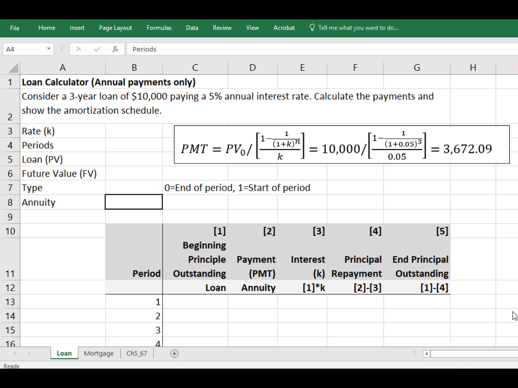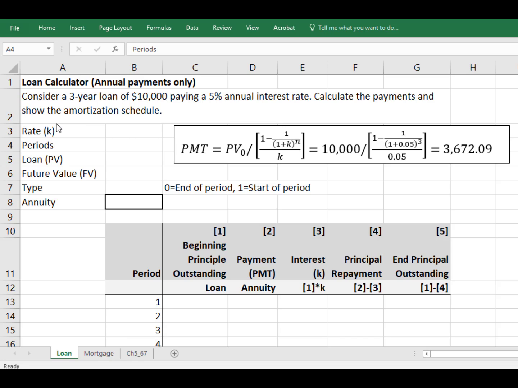We're now going to look at how to use Excel to find the payments on a loan as well as to build an amortization schedule, which is basically showing how your loan is paid down over time, payment by payment. Okay, so I've set up my Excel sheet with a few inputs already. Let's take a look at this loan. Consider a 3-year loan of $10,000 paying a 5% annual interest rate. Calculate the payments and show the amortization schedule.